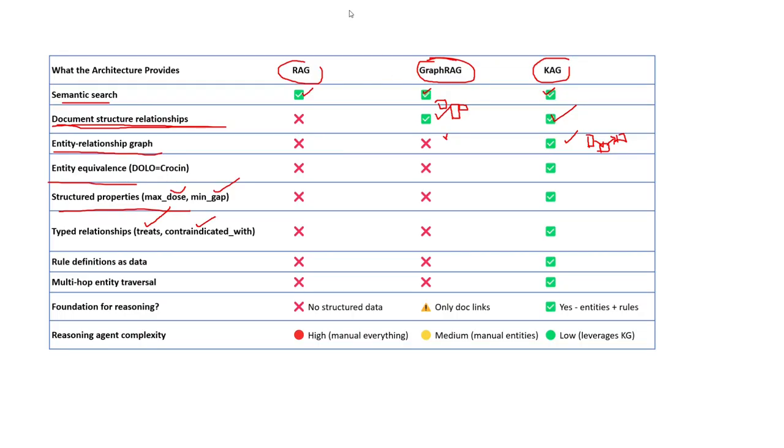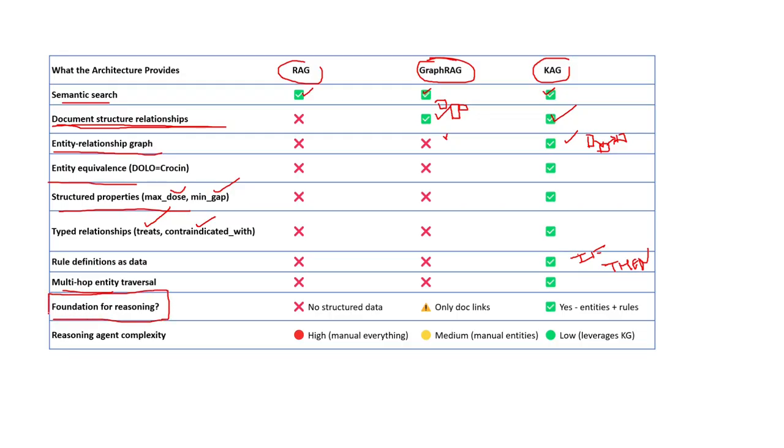It can even provide contradictions, and rule definitions as data, as I mentioned. Rules like, if you take this drug, what is your risk and what is safety critical. I would say it is mainly decision rules. You can consider if-then, multi-hop traversal, and a foundation for reasoning.